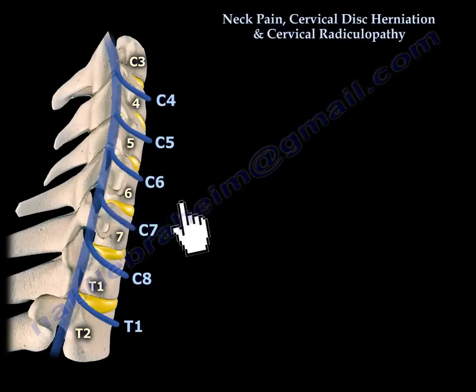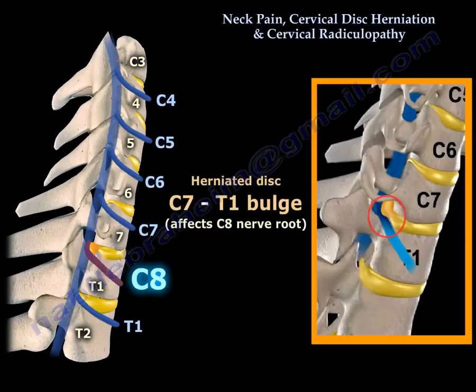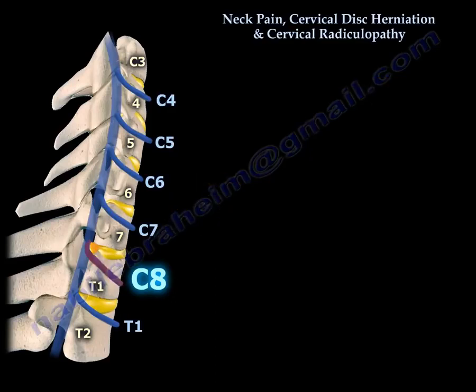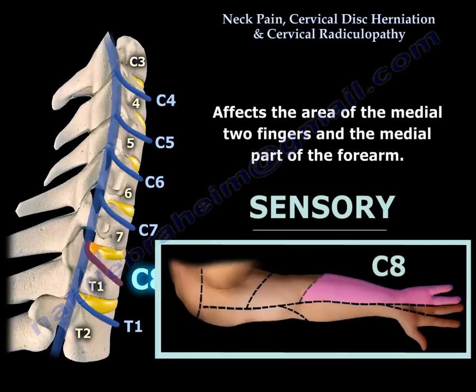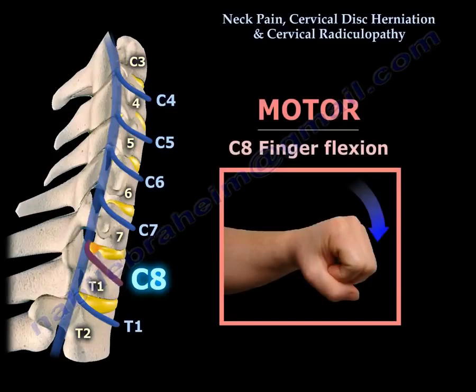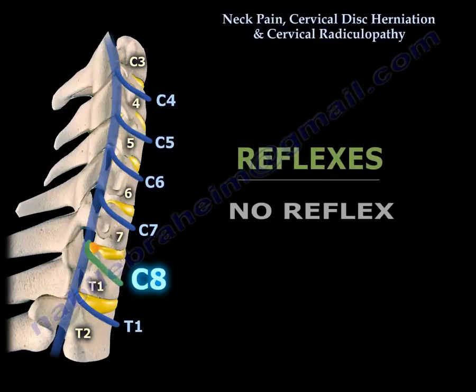How about disc herniation or disc bulge between C7 and T1? It will definitely affect C8 nerve root. The sensory area that will be affected will be the medial 2 fingers and the medial part of the forearm, and you can see it here in the diagram. The motor power will be finger flexion. There is no reflex that can be tested for C8.